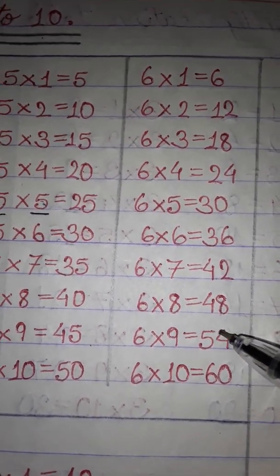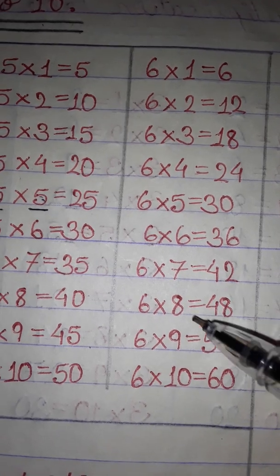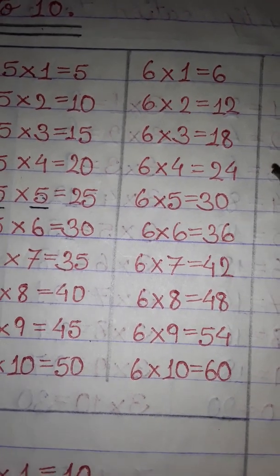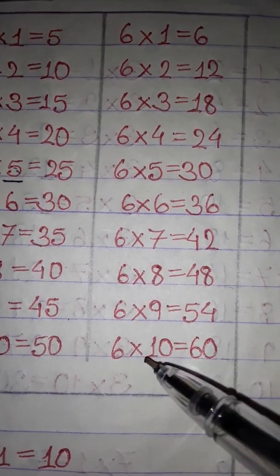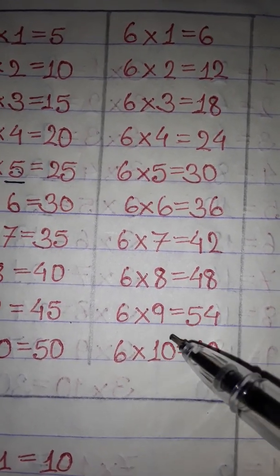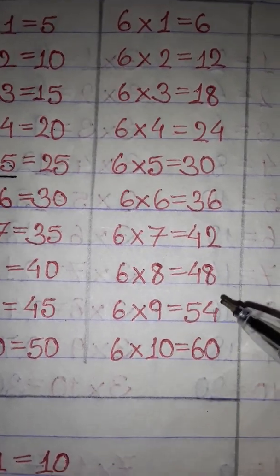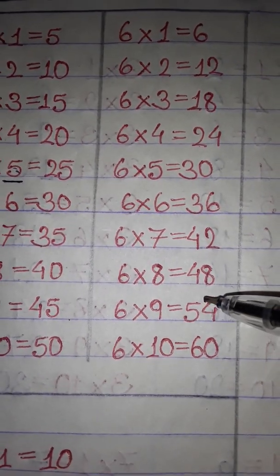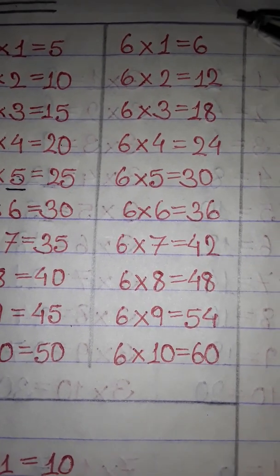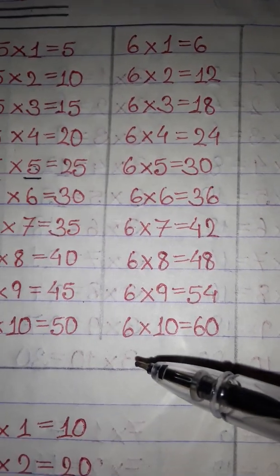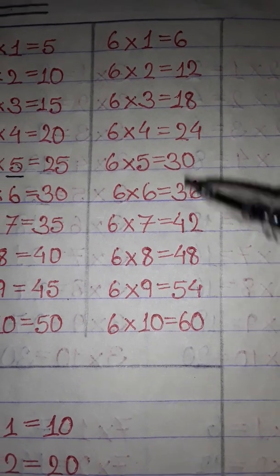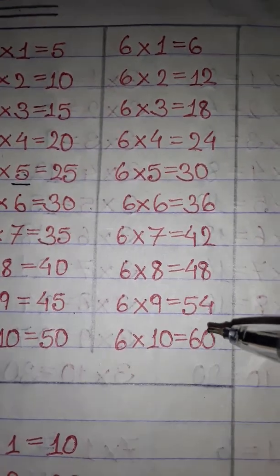Now the next one is 6 into 8. For getting the answer of 48 you have to just add 42 plus 6. We will get the answer as 48. Now the next one is 6 into 9 is equal to 54. For this you have to just add 48 plus 6. The answer will be 54. And the last one is 6 into 10 is equal to 60. For this you have to just add 54 plus 6 and you will get the answer as 60.